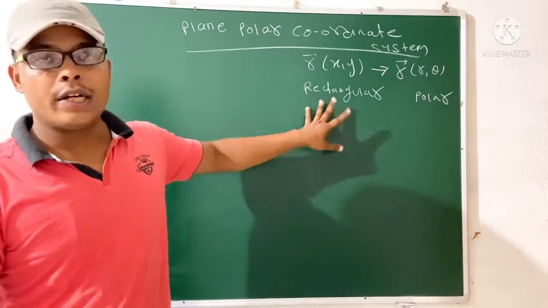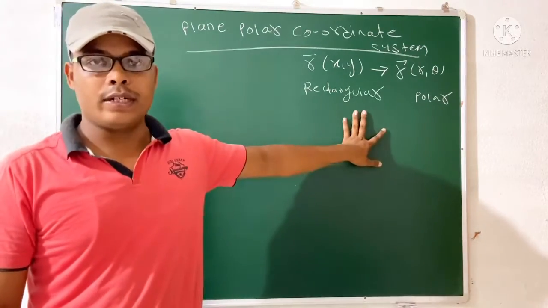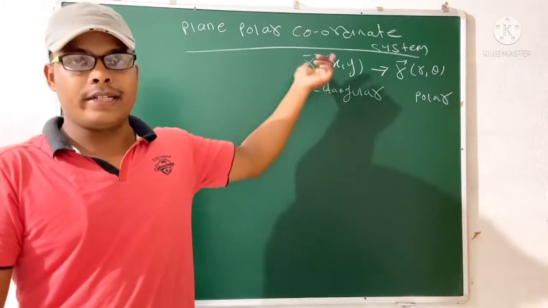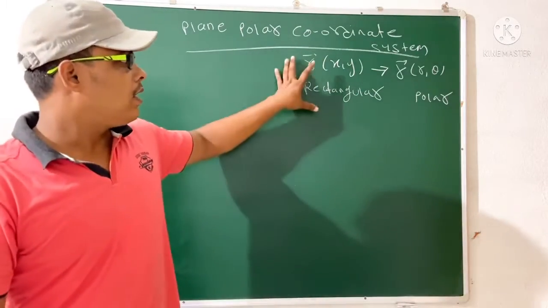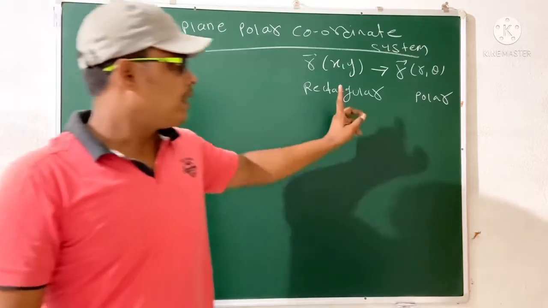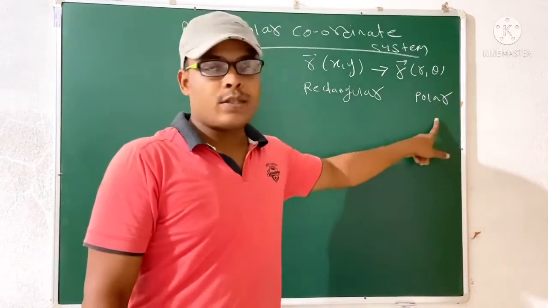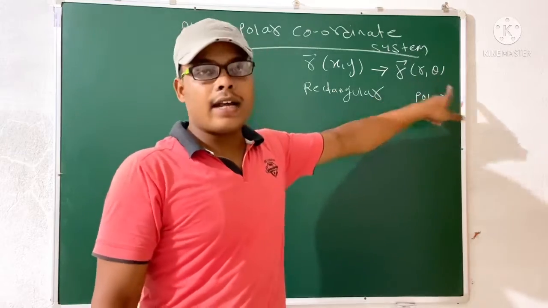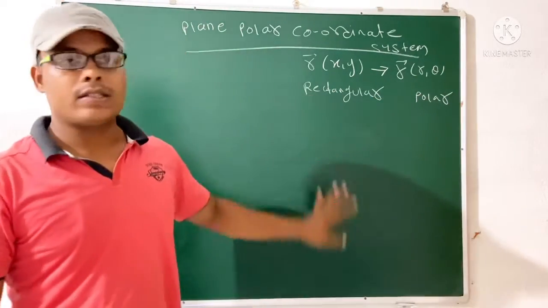That means we already know about the rectangular coordinate system that we have studied in school also. That is the vector form in the XY coordinate, and the R is the position. And that rectangular coordinate will transfer to the polar coordinate. And what is the polar coordinate? That is in R and theta terms. So today we will discuss this topic.